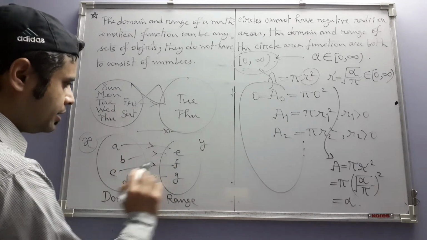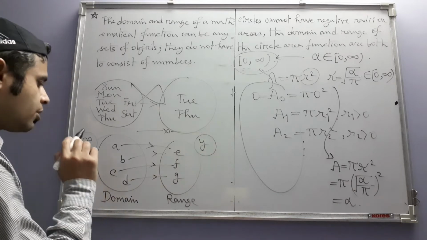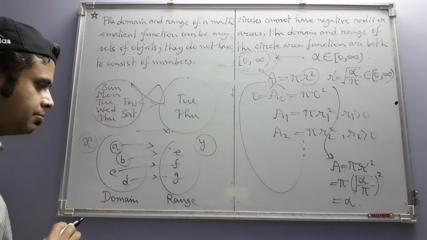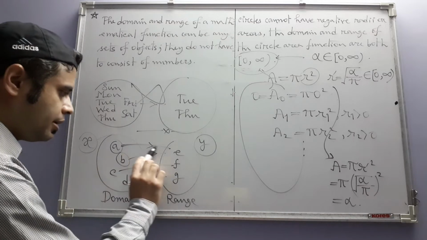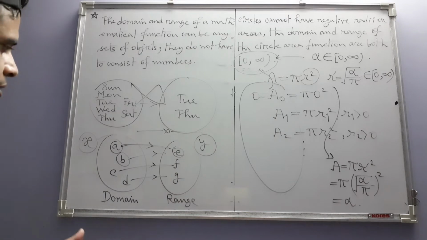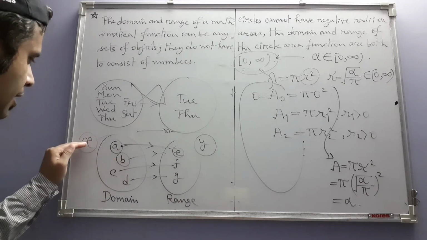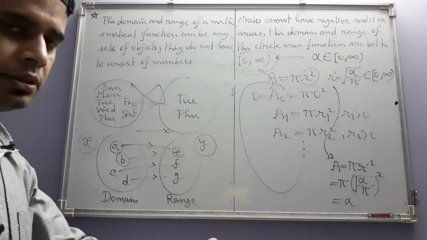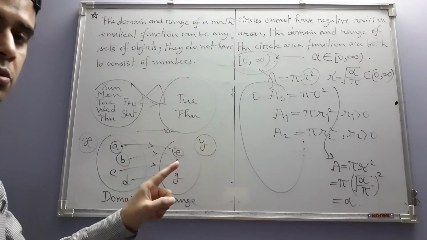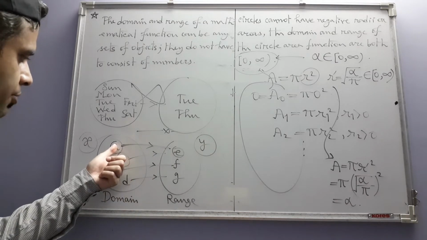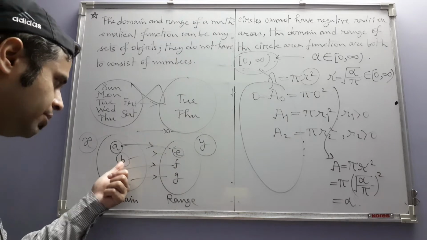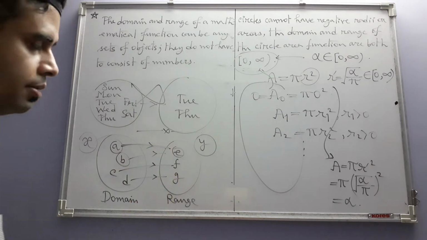Okay, the point here is that for each value of the independent variable, there is a unique value of the dependent variable. It's like you are putting the value x equal to a in the function, and the function is giving you the output y equal to e. So when your input is a, your output is e. When your input is b, then also the output is e.